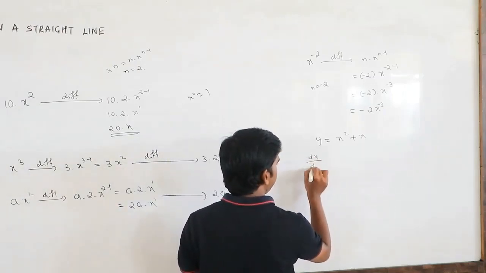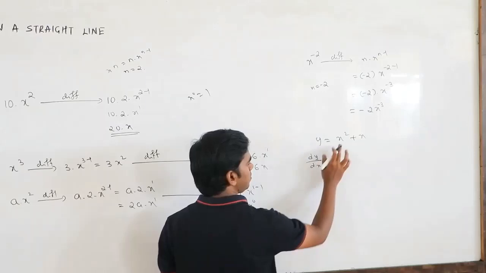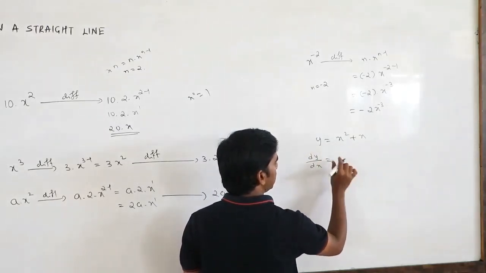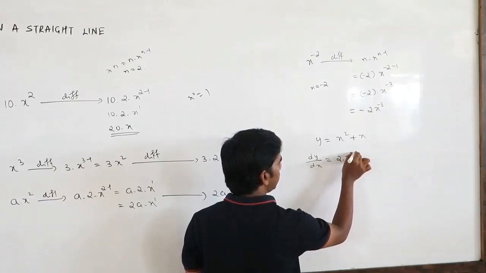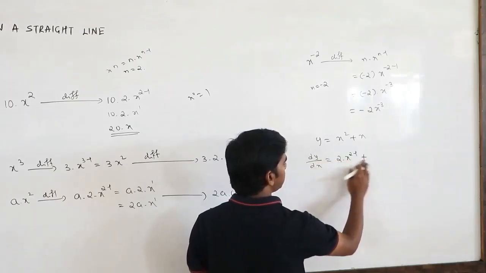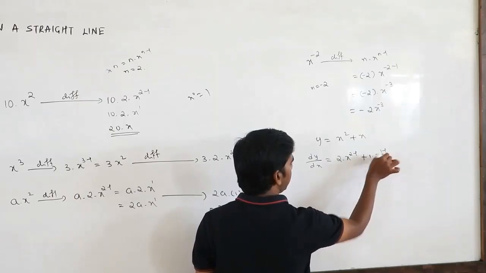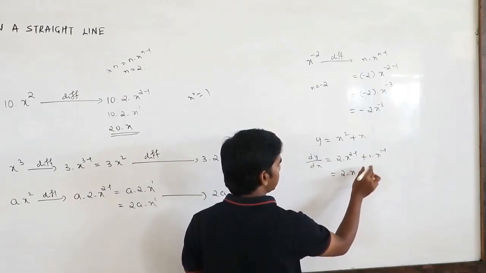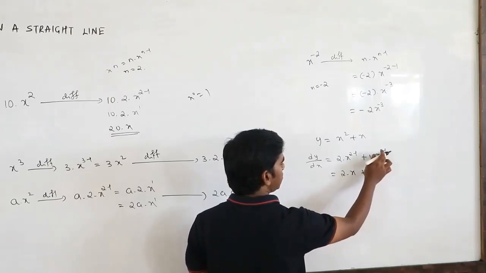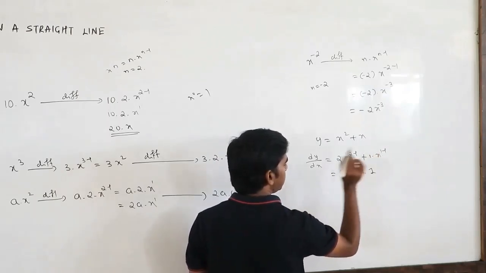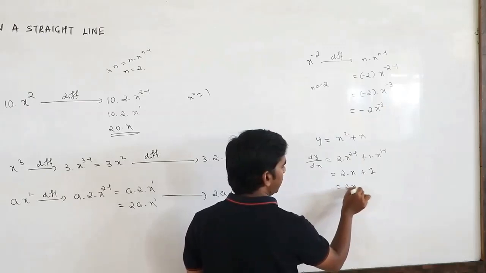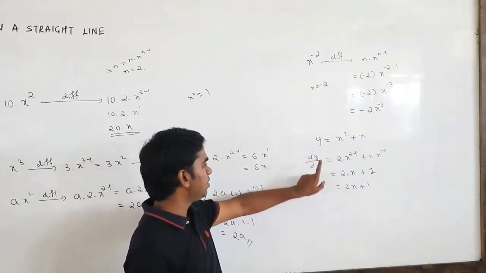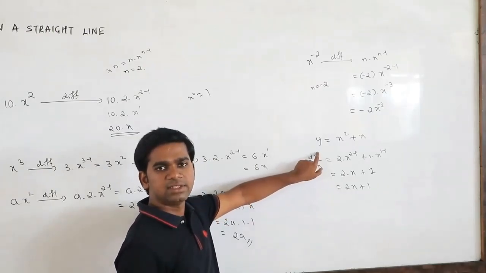So dy by dx is equal to differentiation of x square, which is 2 into x raised to 2 minus 1, plus differentiation of x, which is 1 into x raised to 1 minus 1. So this is 2 into x raised to 1, plus 1 into x raised to 1 minus 1, which is 0. So what remains here is 1. So 2x plus 1. Don't worry on this side, you write as it is, because x is not here.